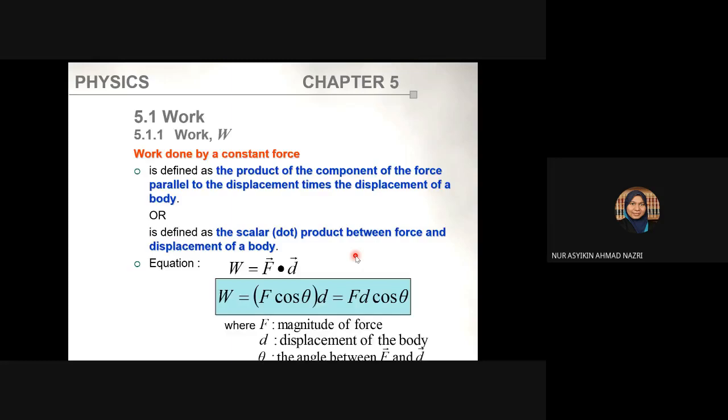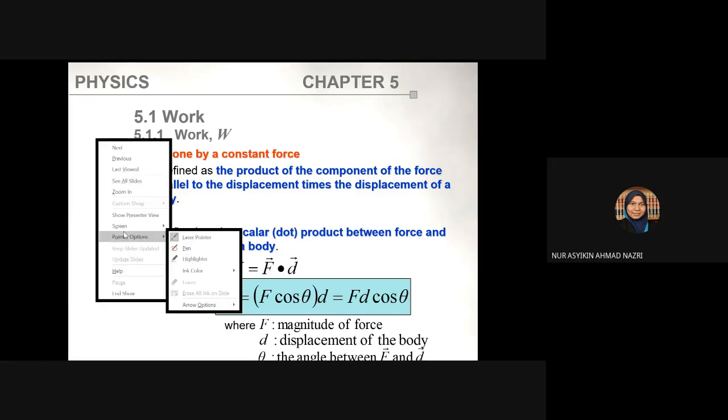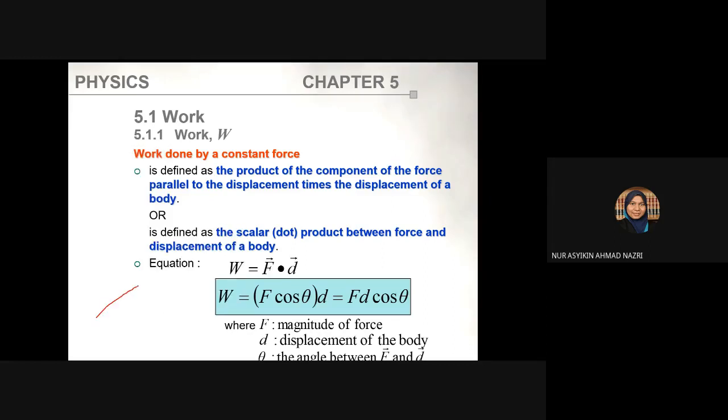Okay, so cos theta. Cos theta, where is the angle? So the angle is between F and D. Let's say we have D in this direction, then we have F, so this is the angle. So cos angle here is yang ni lah. Okay, so the angle is the angle between F and D. It's not the direction of D, it's not the direction of F, but both kenalah parallel.